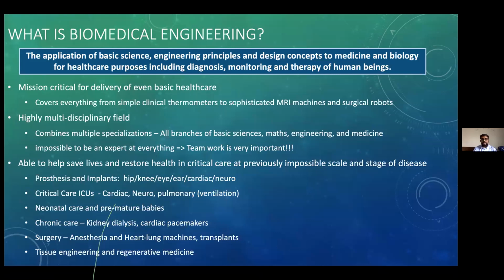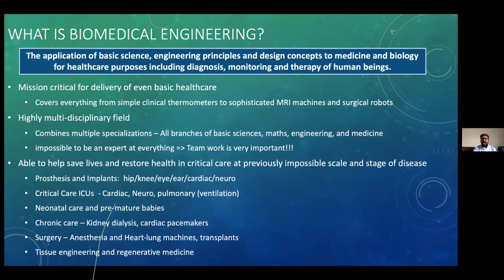It's mission critical for the delivery of even basic healthcare. So it covers everything from a simple clinical thermometer. Now, thermometers were not invented by biomedical engineers, but a clinical thermometer, the one that you use for getting the temperature of your body, that's a biomedical device. Sophisticated MRI machines. Now we have surgical robots. All of those are examples of biomedical engineering.